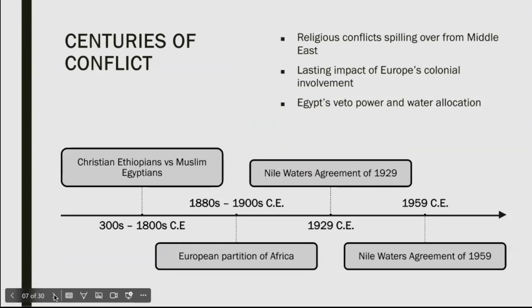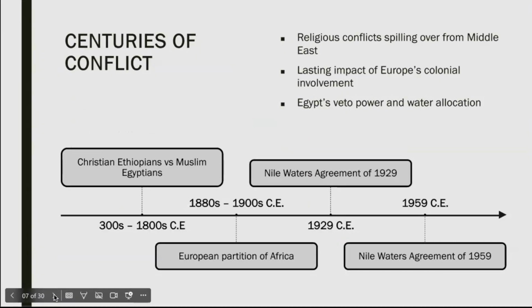There are centuries of conflict that date back all the way to the 300s relating to the Blue Nile and the Nile River. Beginning from 300 to 800, there have been conflicts between Christian Ethiopians and Muslim Egyptians that have poured out from the Holy Land into this area. The Christians fled to Ethiopia while the Muslims fled to Egypt.